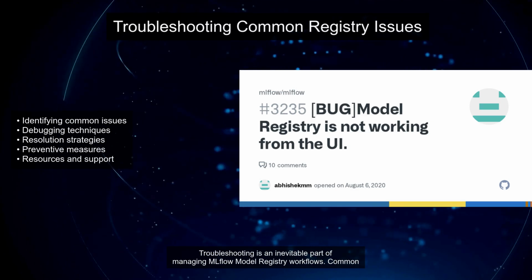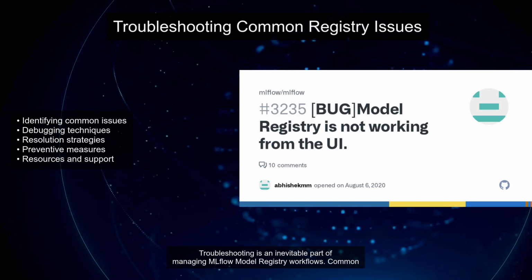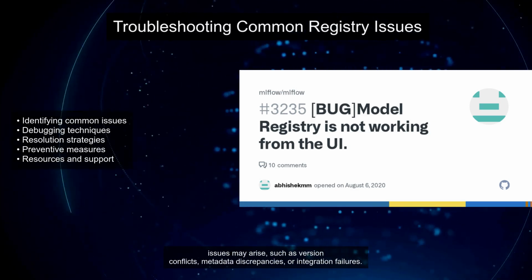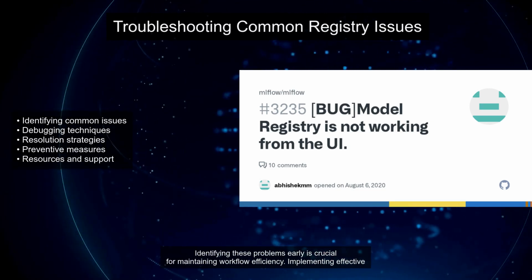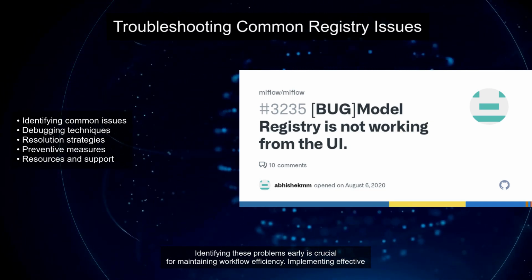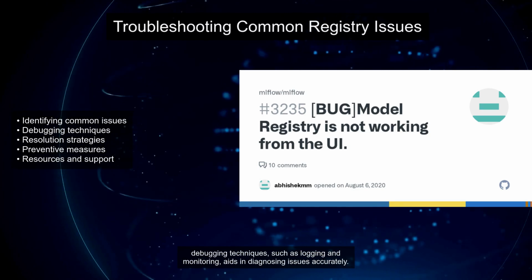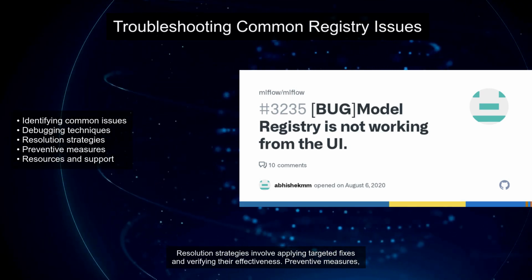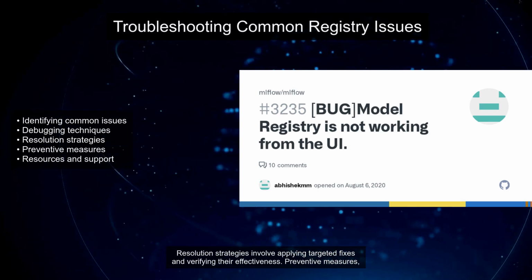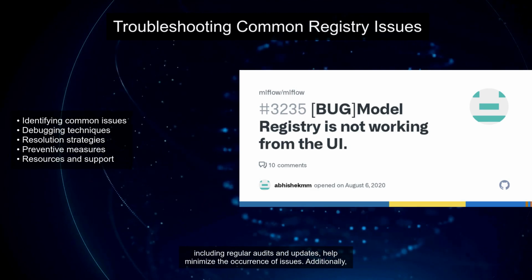Troubleshooting is an inevitable part of managing MLflow Model Registry workflows. Common issues may arise, such as version conflicts, metadata discrepancies, or integration failures. Identifying these problems early is crucial for maintaining workflow efficiency. Implementing effective debugging techniques, such as logging and monitoring, aids in diagnosing issues accurately. Resolution strategies involve applying targeted fixes and verifying their effectiveness.